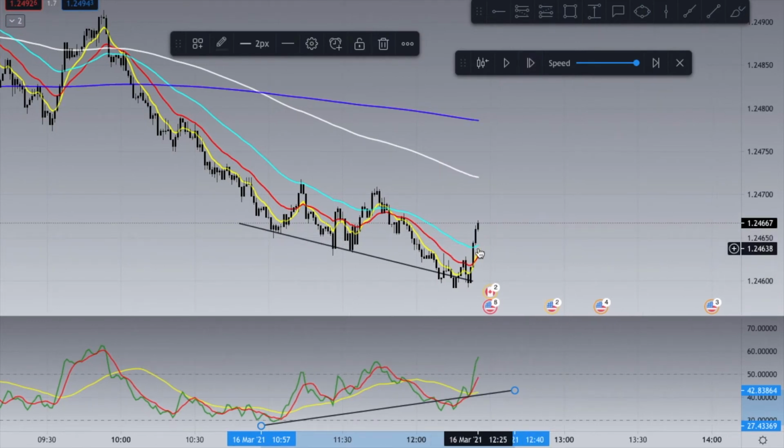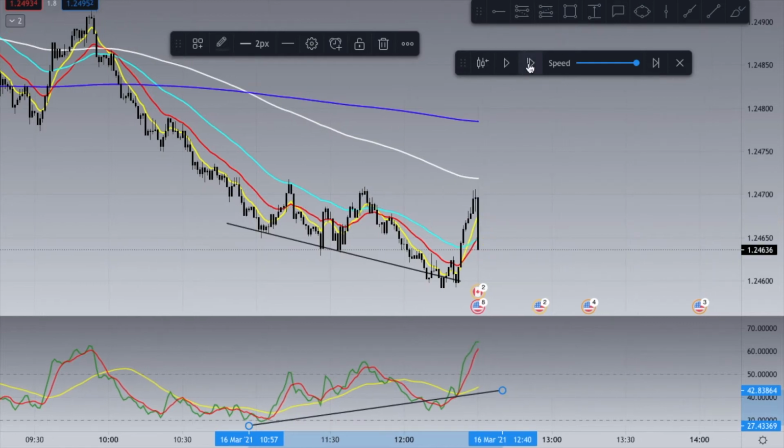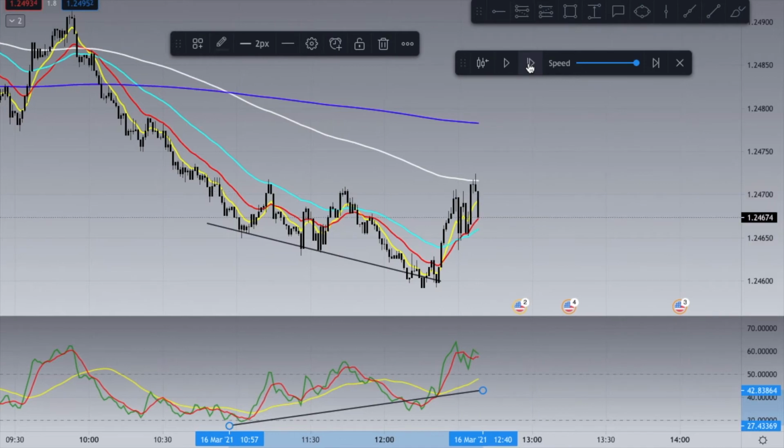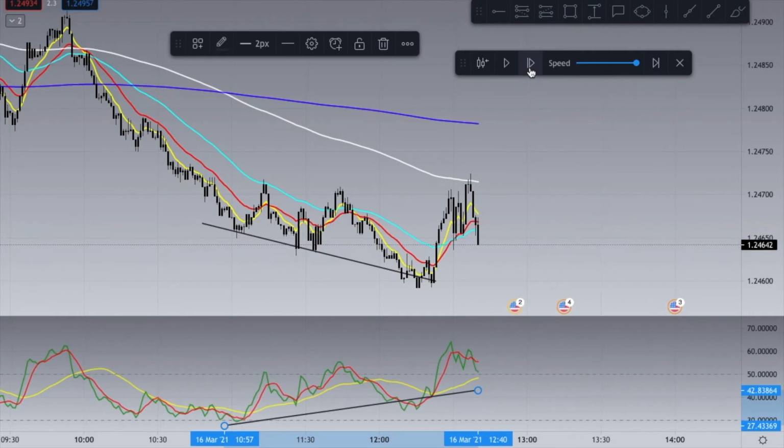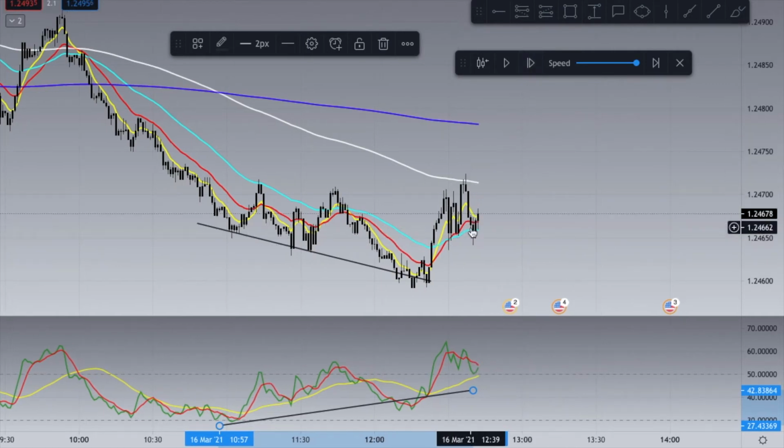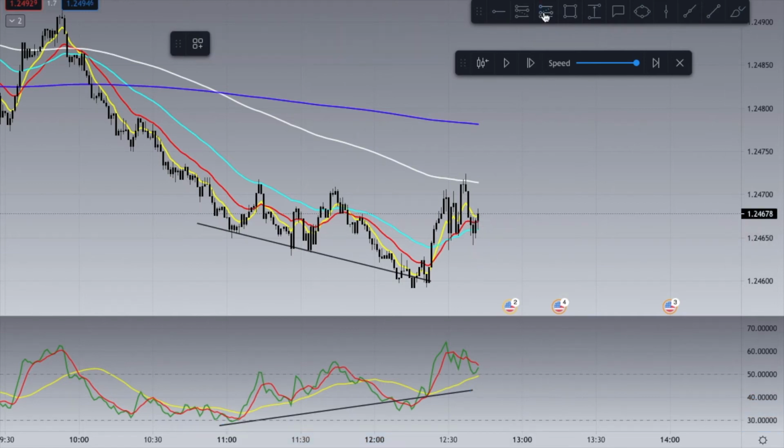My ideal entry would have been right here once price crossed this 50 EMA, but I was analyzing other pairs at the same time. And this is the 1 minute chart, so if you're a minute late, then you miss it, right? So I didn't end up entering until 12:42. Yep, this candle, which is slightly higher than I would have wanted to enter, but it is what it is.